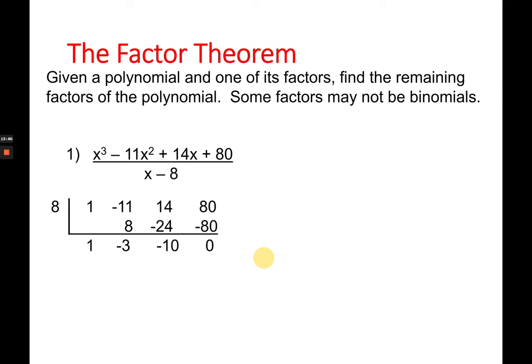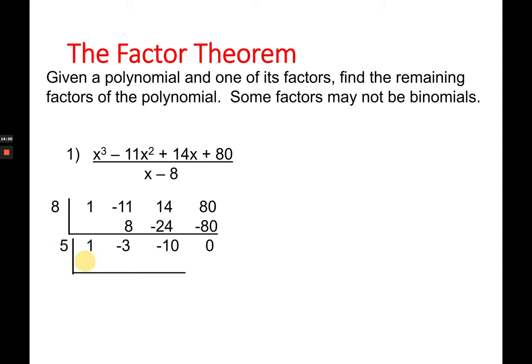According to the instruction, given a polynomial and one of its factors, find the remaining factors of the polynomial. Some factors may not be a binomial. So here, since it resulted to 0, x minus 8 is a factor. Now, instead of writing it back into a depressed polynomial, we can actually continue the synthetic division. And it's a guessing game this time, but you don't have to guess too much. The numbers that could probably be here are factors of negative 10. Let's say 5.